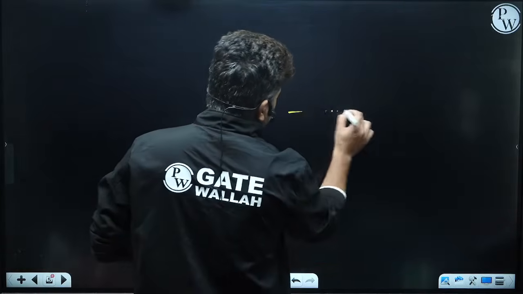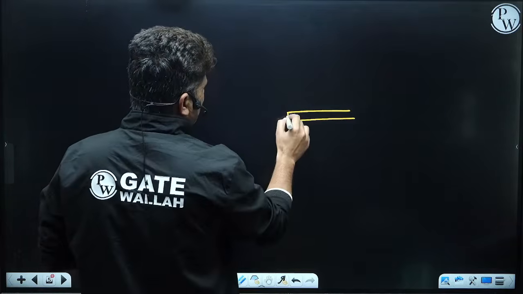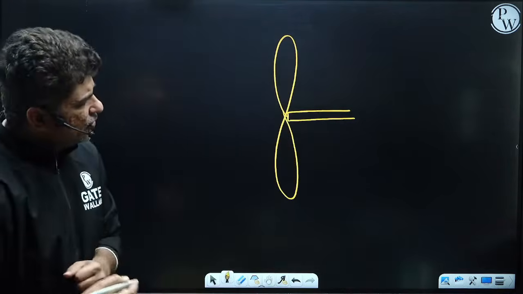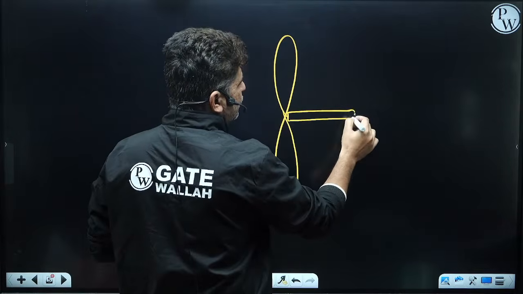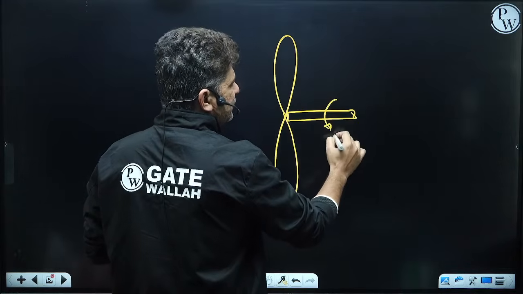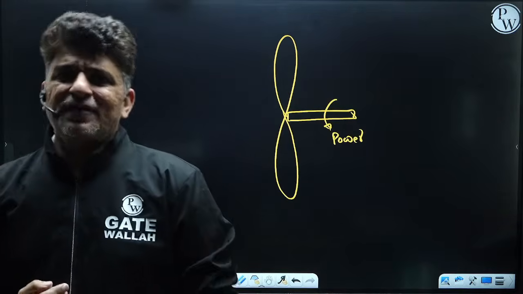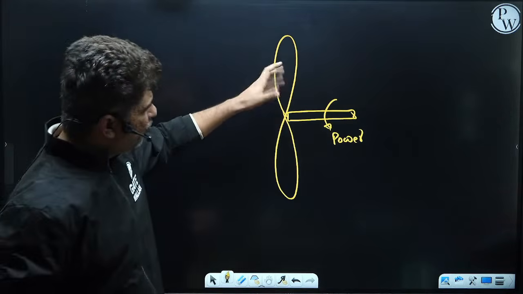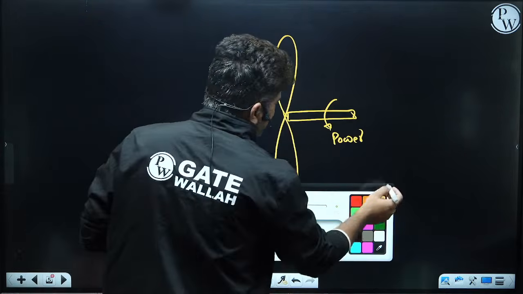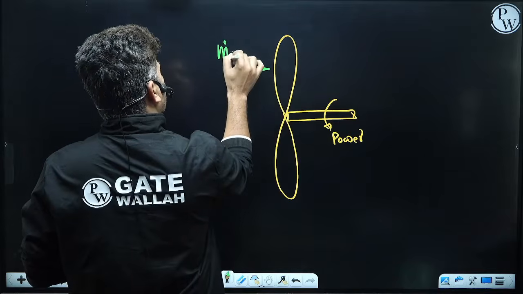So let's say this is the propeller, and this propeller has blades like this. When power is provided to this propeller, so you are providing certain power, and when you provide this power, the propeller actually moves. And when it is moving, it will suck in a certain amount of air. So let's say it sucks in a mass of air, m dot a.